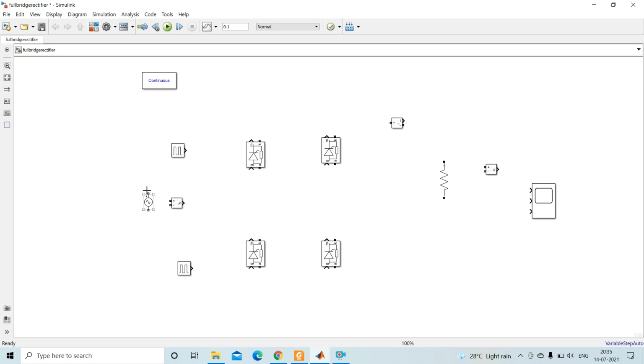So first of all, join this source to the anode. This is the thyristor anode, this is the cathode, and this is the gate. Then give the gate pulse through this pulse generator. Okay, now connect this into, no, not this one. First, wait, first of all form the bridge formation. Okay, do the bridge connection.